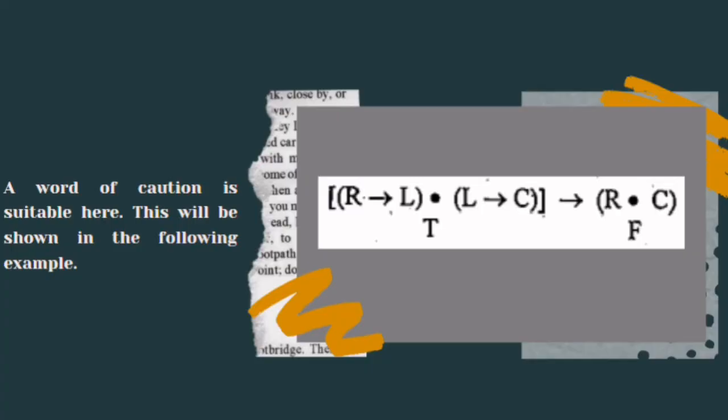The second conditional will be false, so the conjunction of the premise set will be false if L is true. If L is false, however, then the first conditional will be false and the conjunction of the premise set will be false. A word of caution is suitable here.